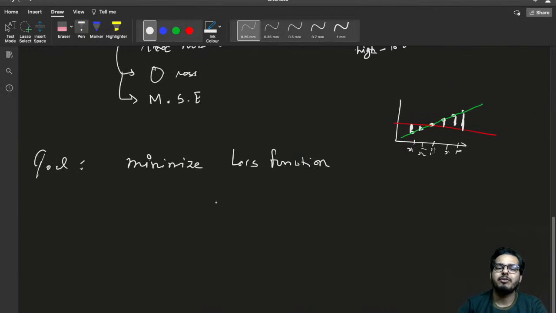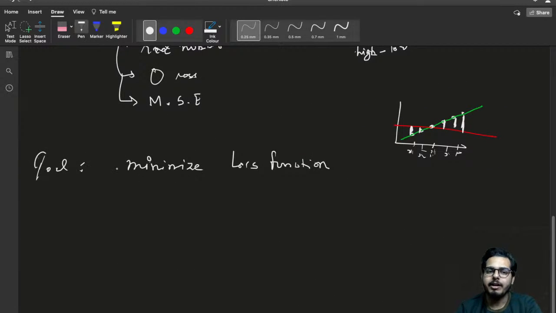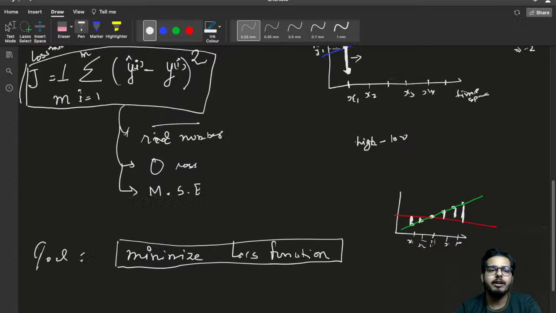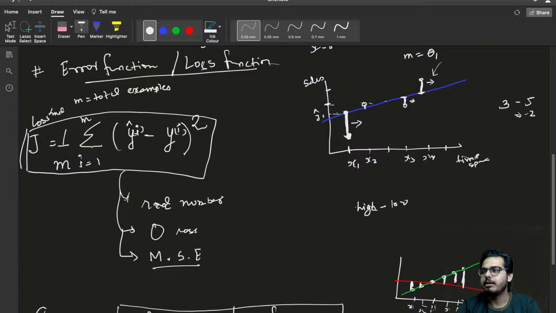So I can say I have formulated it in a different way. Now my task is to minimize the loss function. And what is the loss function? The loss function is known as mean squared error. Loss function or error function, both are the same thing. So the loss function is 1 by m, taking the average, summation i goes from 1 to m.